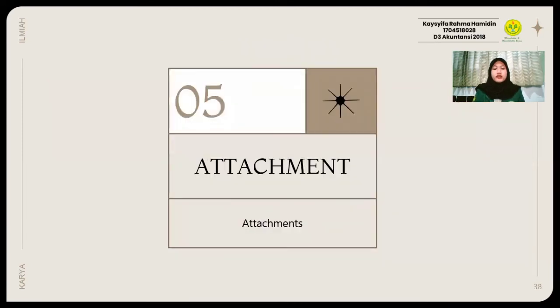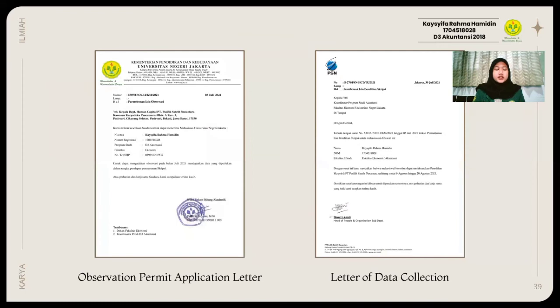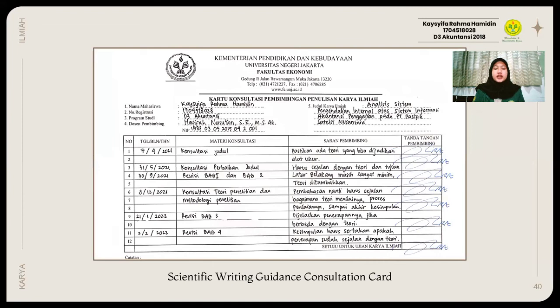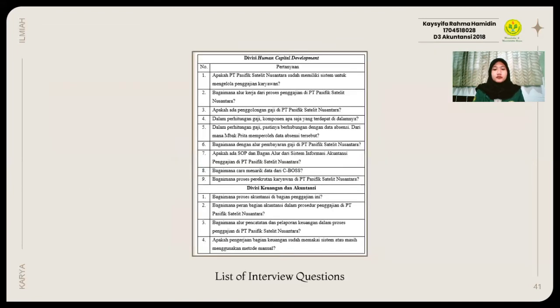And last, we have the attachment. Here is the observation permit application letter from Universitas Negeri Jakarta and the letter of data correction from the company. And here is the scientific writing guidance consultation card. And last, this is a list of interview questions that were given to the Human Capital Development Division and Finance Division.